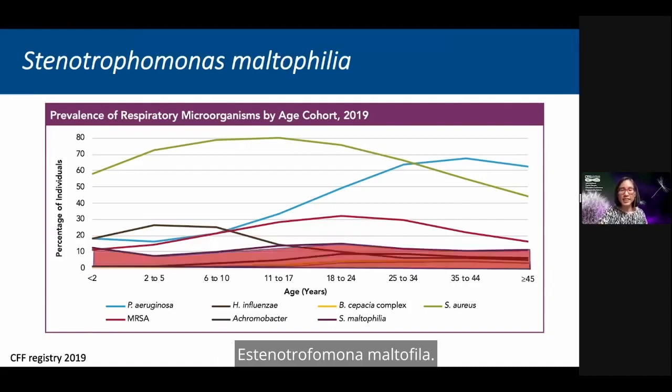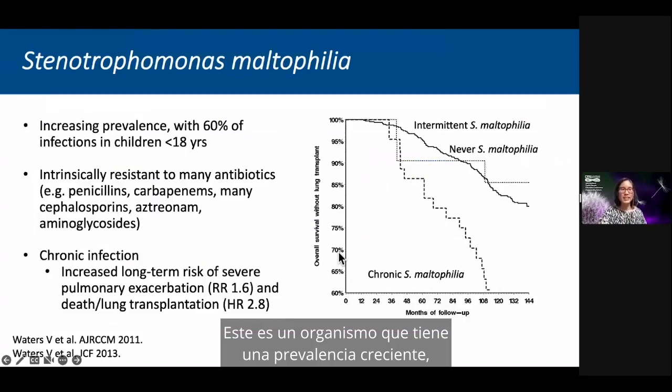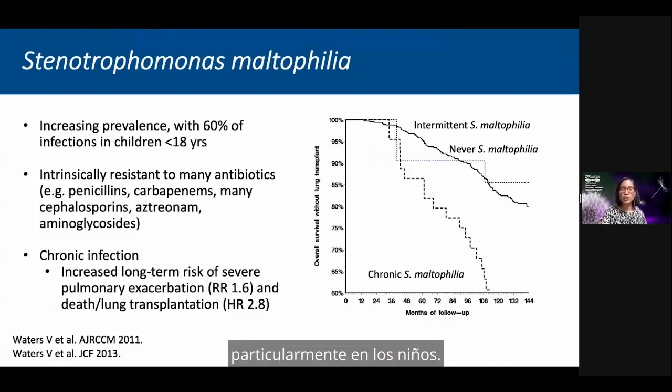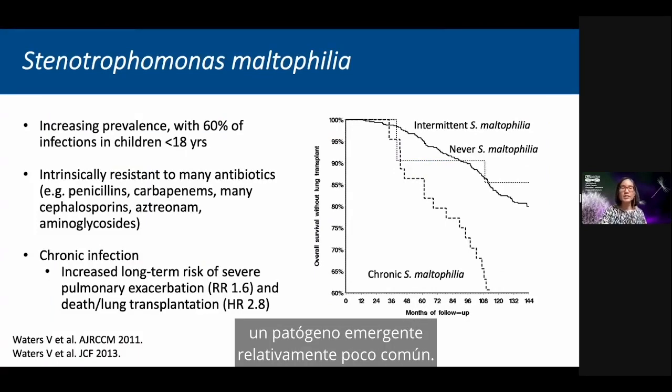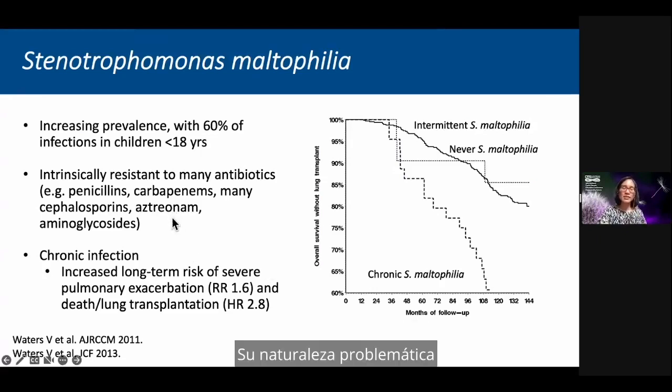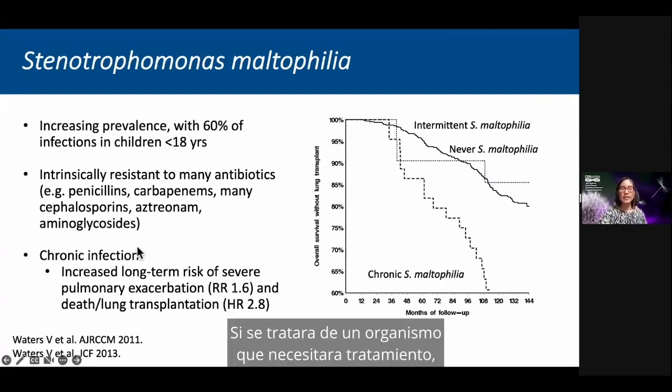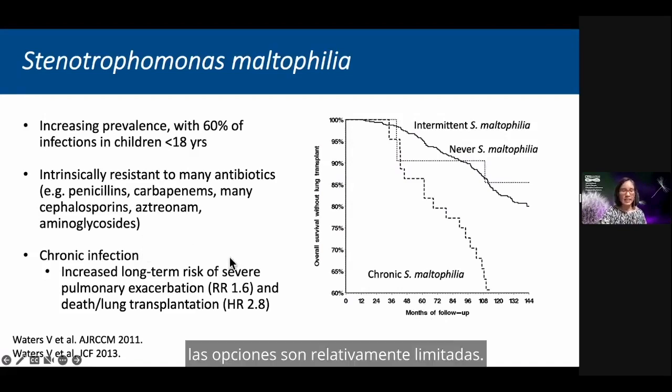Stenotrophomonas maltophilia here, in red. This is an organism that has increasing prevalence, particularly in children, but it remains nonetheless a relatively uncommon emergent pathogen. Its troublesome nature is that it is highly intrinsically resistant to many antibiotics. So if this was an organism that needed treatment, the choices are relatively limited.